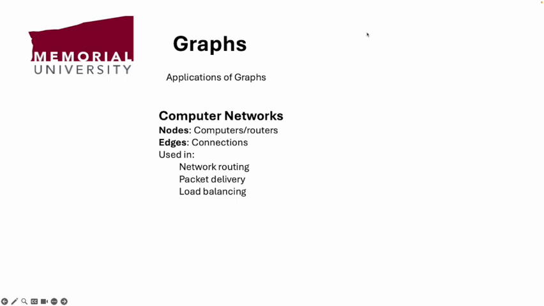Computer networks: we can define the vertex or node as each computer or each router at home, and the edges as each connection. For example, it's used for network routing, packet delivery and load balancing.